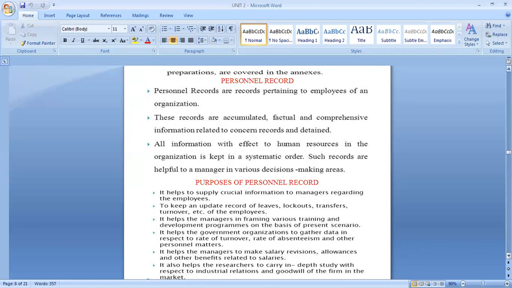It also helps the researchers to carry out in-depth study with respect to industrial relations and goodwill of the firm in the market.